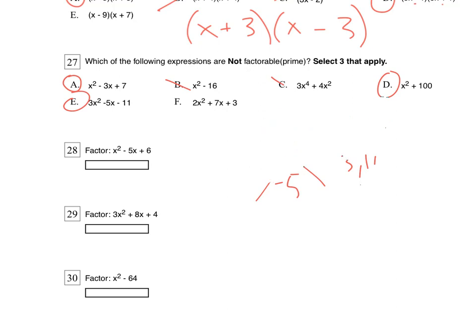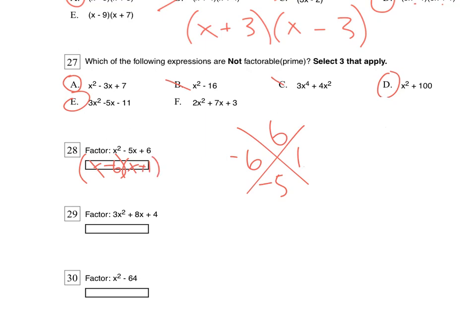Alright, 28, just a straightforward factoring. What multiplies to 6 and adds to negative 5? Again, like we talked about before, don't forget your ones and the number itself. So we know one of these is negative, so we're going to get negative 6 and positive 1. So then our answer, once you work that out, is x minus 6 and x plus 1.